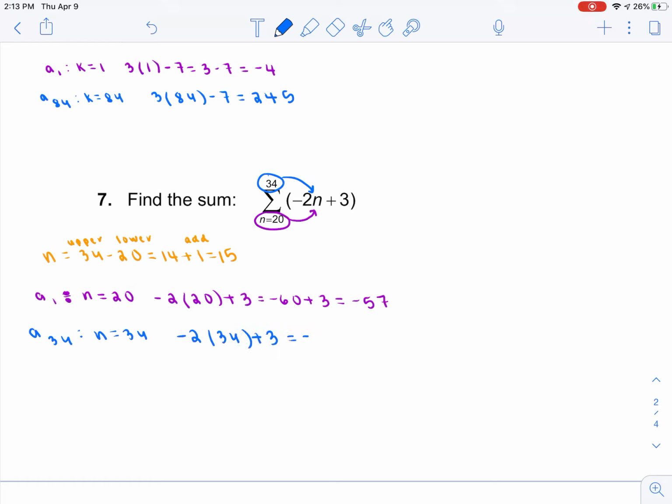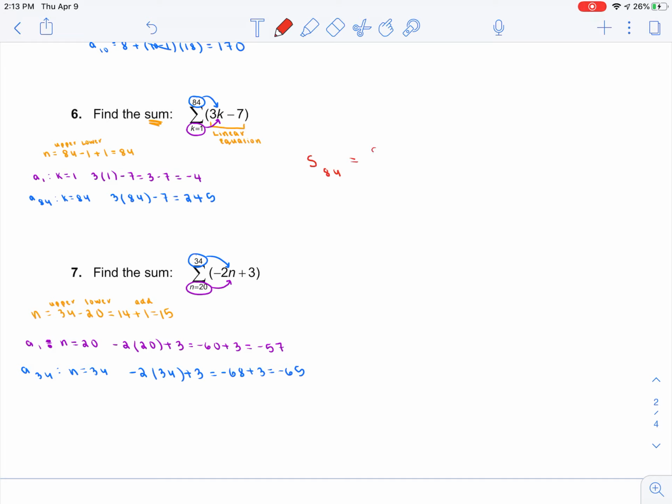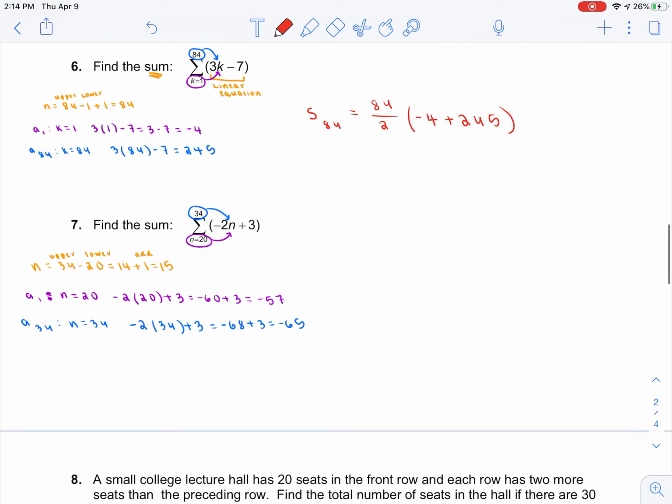Now, we found the numbers we need. Let's just get our final answer. If you want to find the sum of 84 terms, which this problem's asking you to do, you're going to take 84 divided by 2, and then multiply that quotient by the sum of -4 plus the 245. To do problem number 7, you're going to find the sum of 15 terms. Same thing, you're going to take the number of terms divided by 2, and multiply that by the sum of -57 and -65.